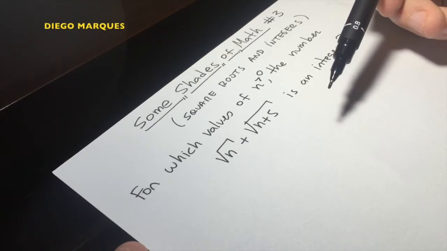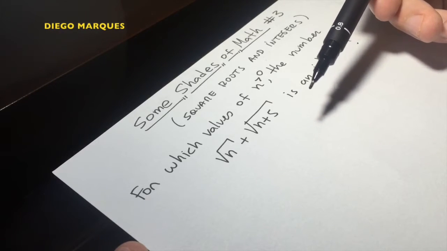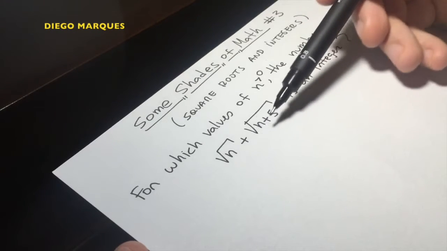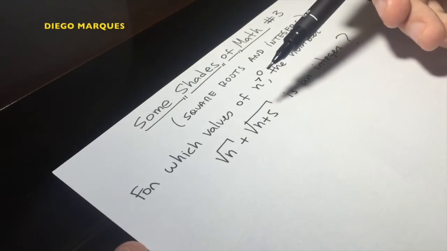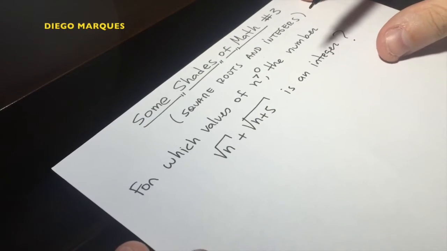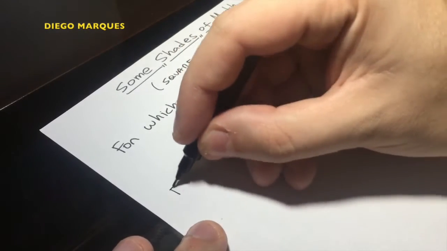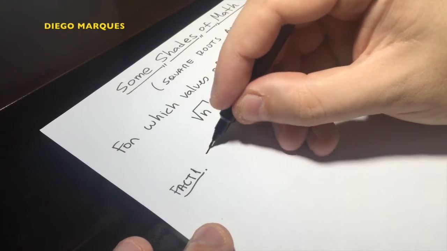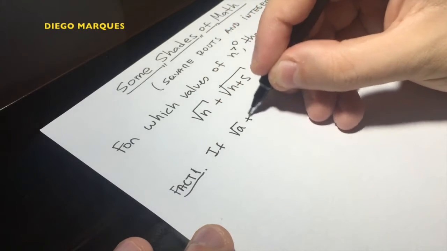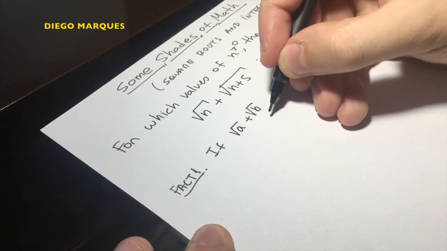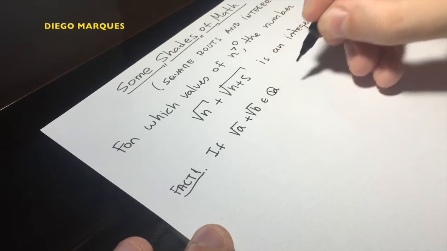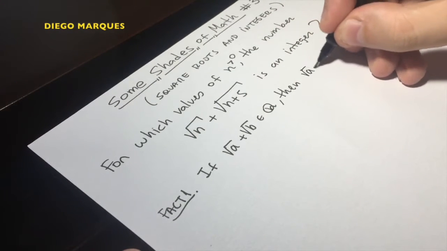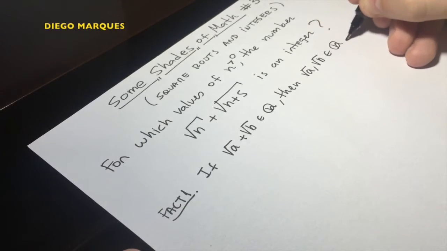In a previous problem, we worked about unity fractions, when the sum of two unity fractions is an integer. In this case, we have two numbers which seem to be rational, but we need to see this. Okay? So for solving this, we shall first prove two facts. Fact number one is, if square root of a plus square root of b, where a and b are integers, is a rational number, then square root of a and square root of b must be rational.